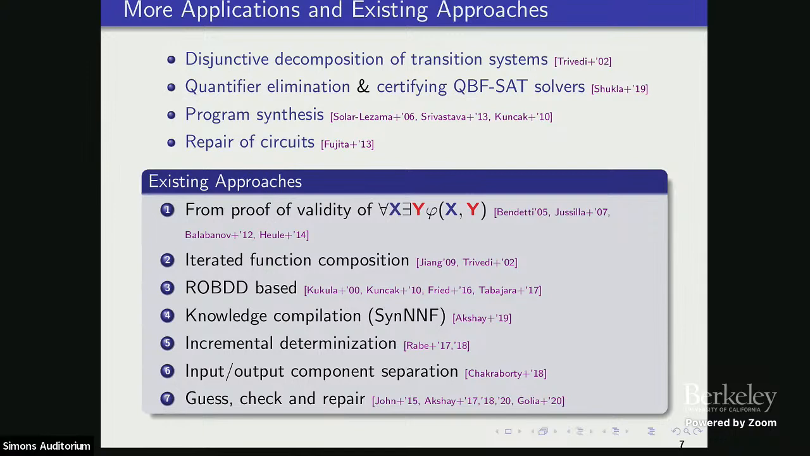And then there are other techniques like incremental determinization, input-output separation, guess, check, and repair. All of these are for synthesizing the function, synthesizing one set of functions from the given specification. As I said, the focus of this talk is slightly different because we not only want to synthesize a function, but we want to have a form where all the functions can be synthesized efficiently.